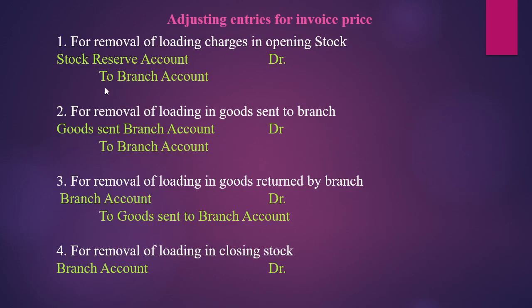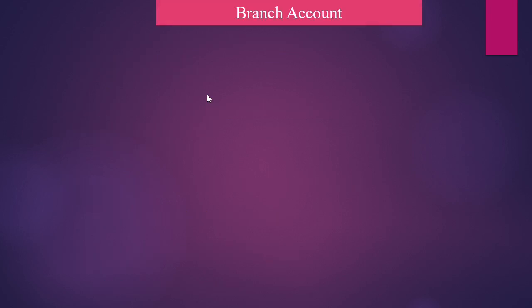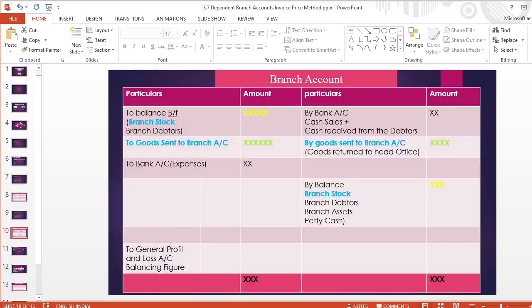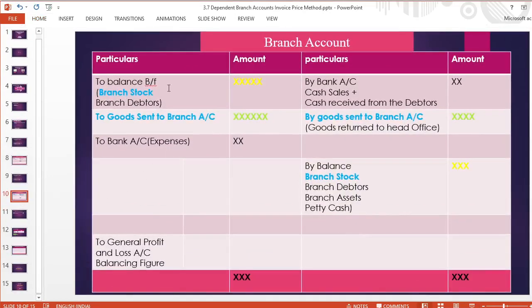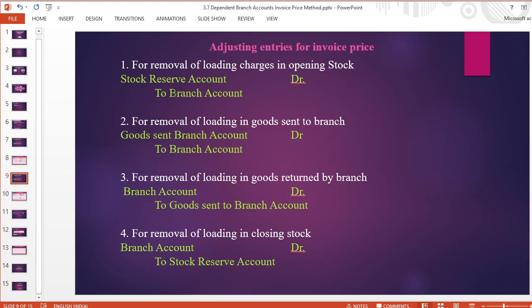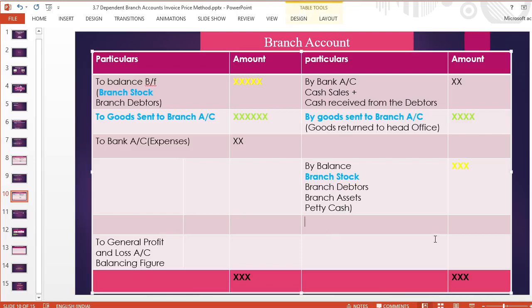I hope you remember here, the entry is stock reserves account debits to branch. So I should pass an entry here. Yes. So here the entry for opening stock is stock reserves account debits to branch account. So on the branch account credit side, I have to pass one more entry by stock reserves account. So I should cancel the loading charges. So whatever the balances, the loading charges of the opening stock, that I should record here.